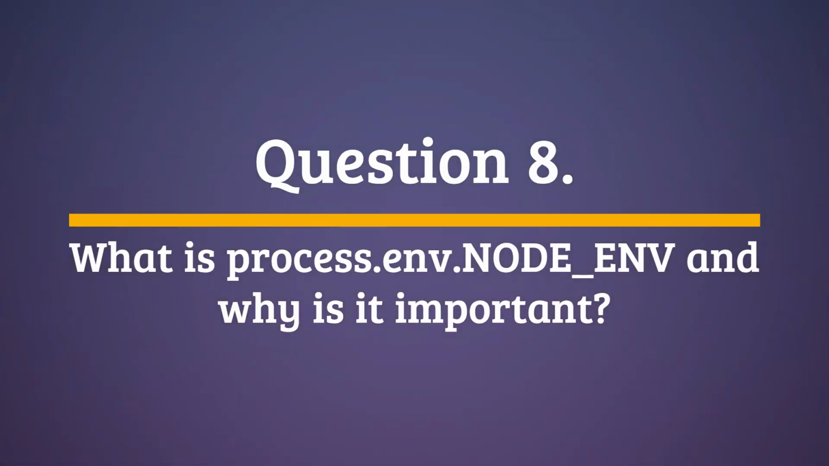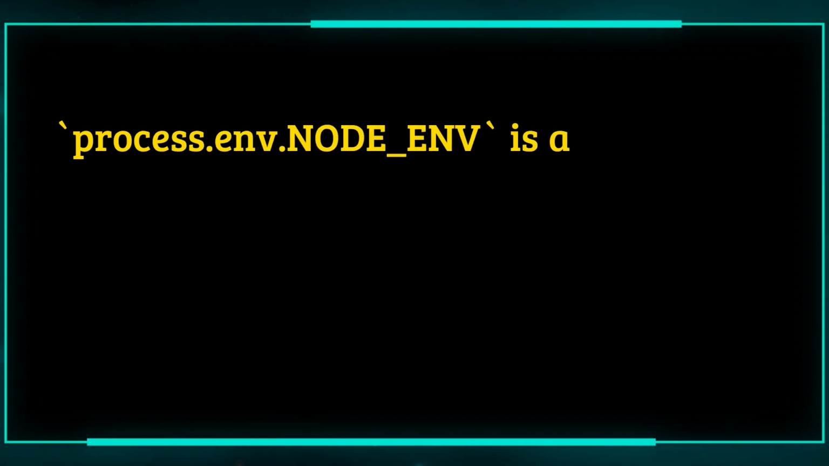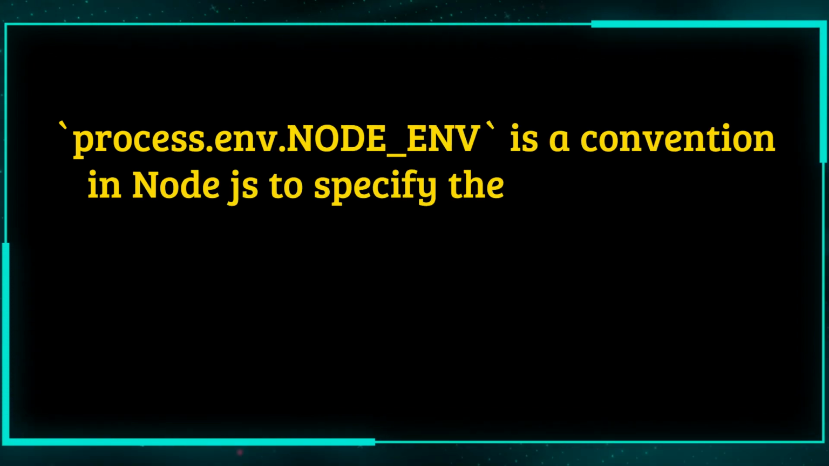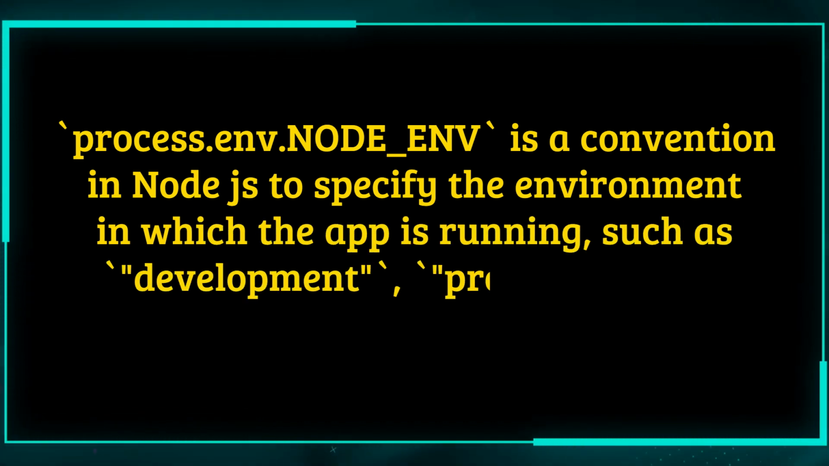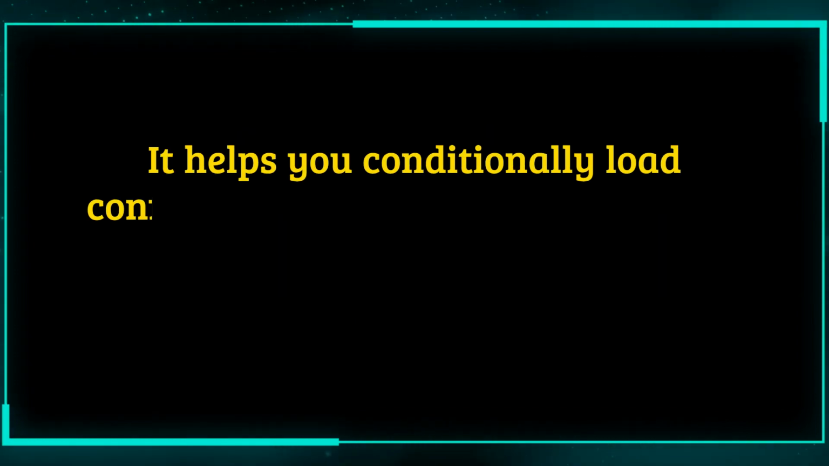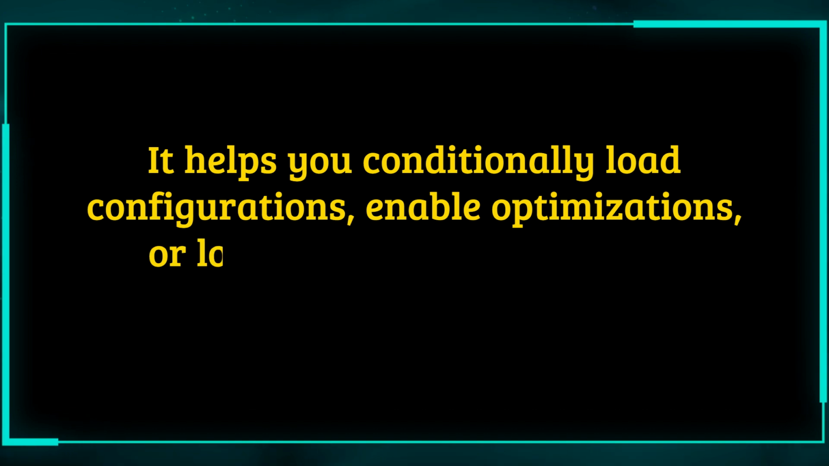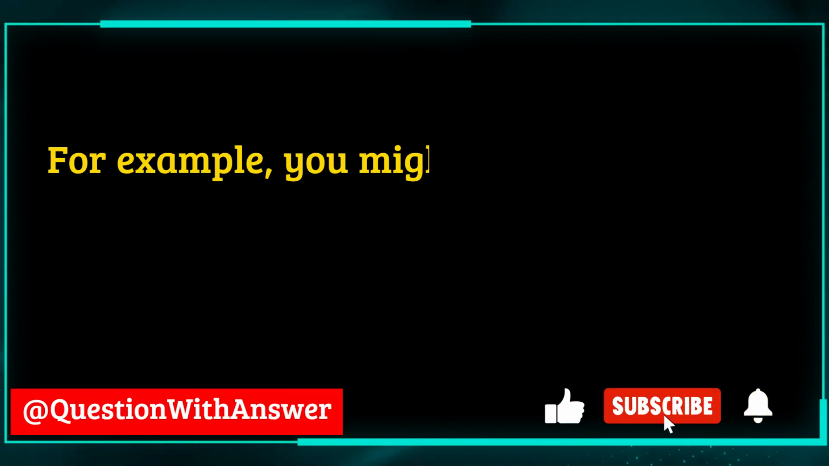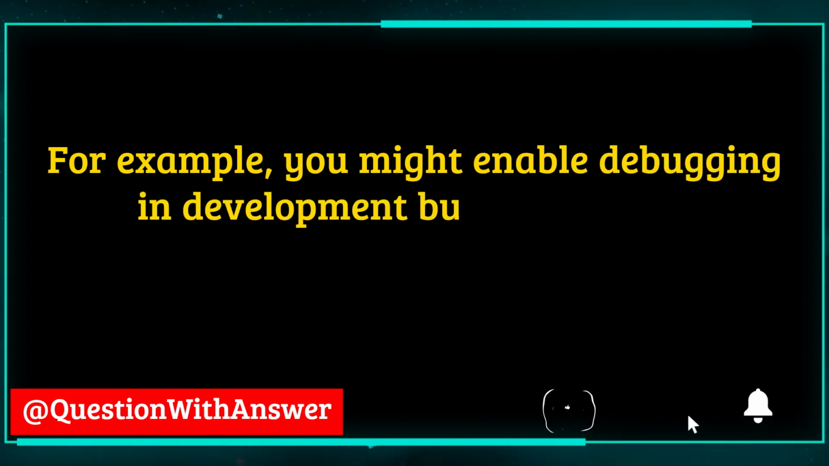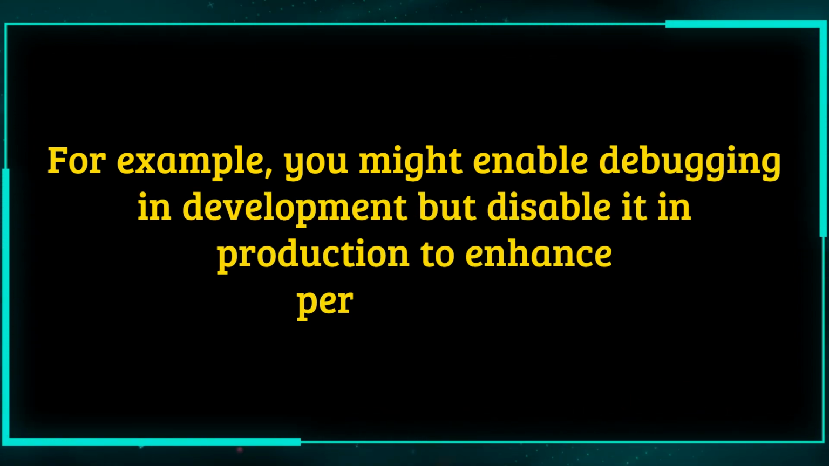Question 8. What is process.env.NODE_ENV and why is it important? Answer. process.env.NODE_ENV is a convention in Node.js to specify the environment in which the app is running, such as development, production, or test. It helps you conditionally load configurations, enable optimizations, or log differently based on the environment. For example, you might enable debugging in development but disable it in production to enhance performance.